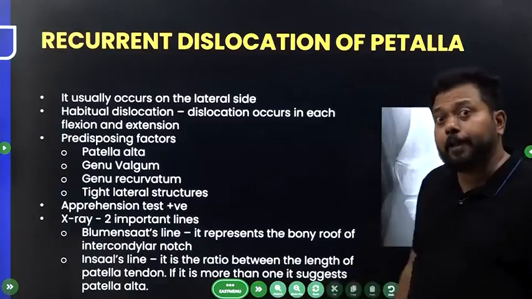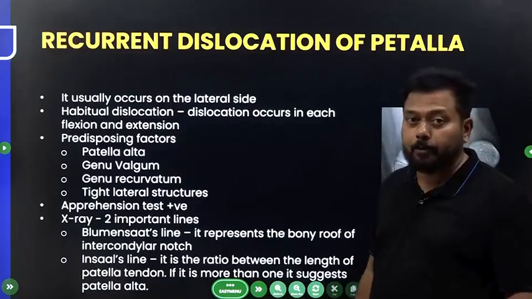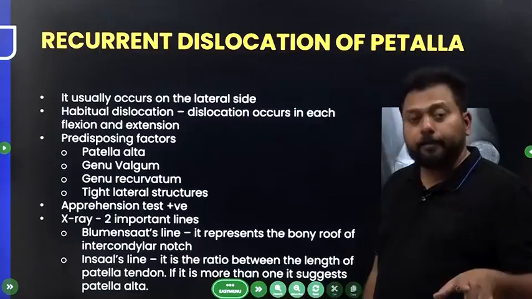Every time when you flex and extend, the patella is going to the lateral side. That's called habitual dislocation. There is no treatment for habitual dislocation. No need to treat a habitual. But there are treatments available for recurrent dislocation of the patella.